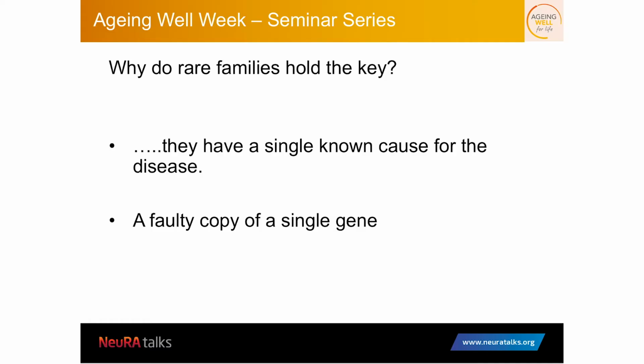And after a long search, in 1991, the first gene was found in a family with Alzheimer's disease from Britain. Since that time, there have been several hundred families around the world identified with a genetic cause for their Alzheimer's disease. And we know of about 30 families in Australia with one of these genes. Now, why do these rare families hold the key to understanding the biology? Well, unlike most people with dementia or Alzheimer's disease, they have a single known cause, which is a faulty copy of a single gene.